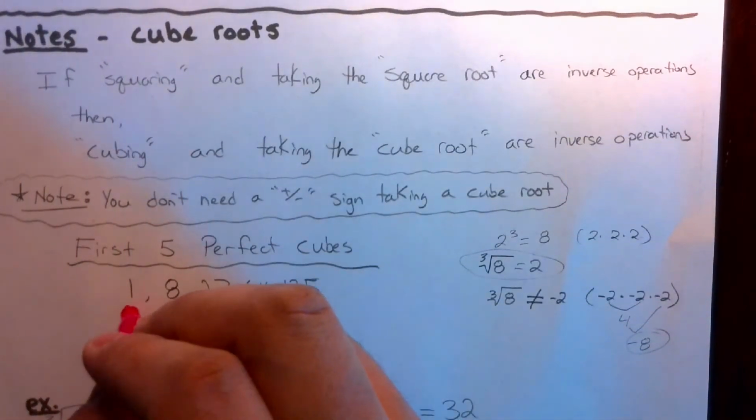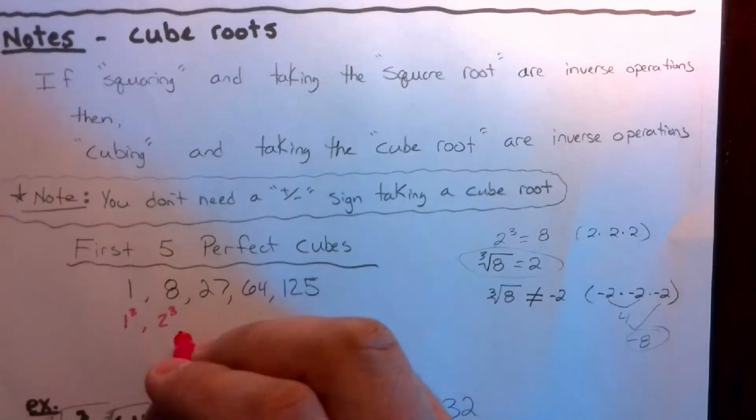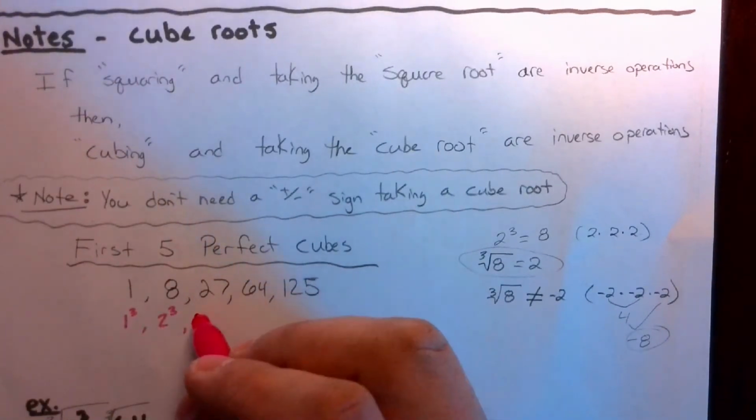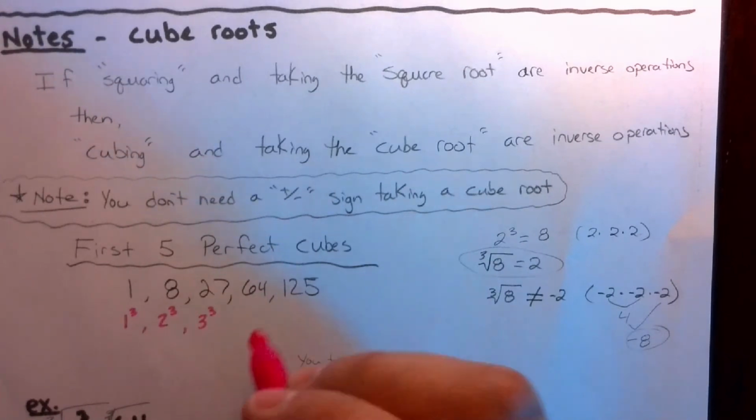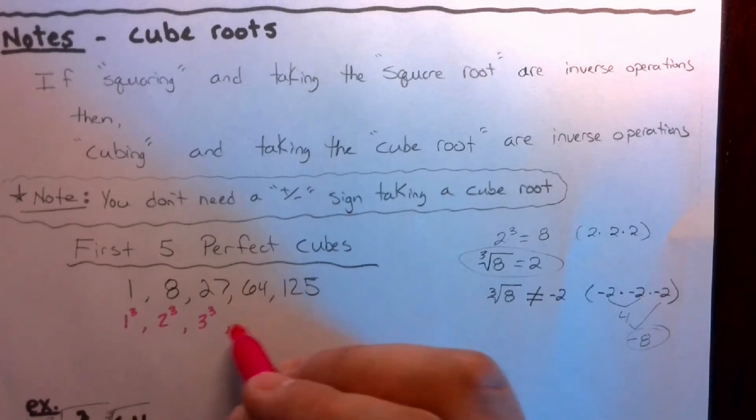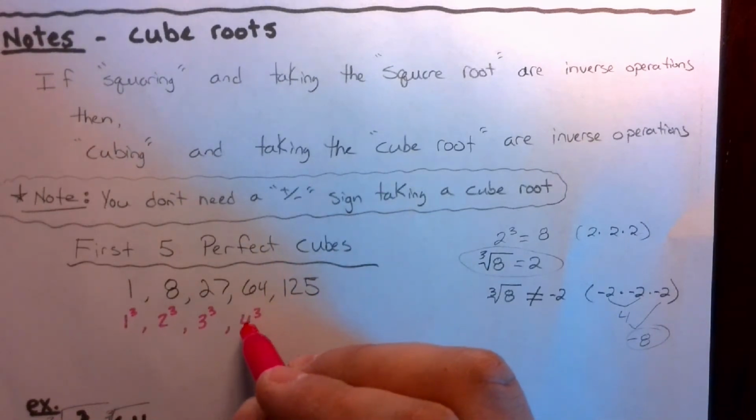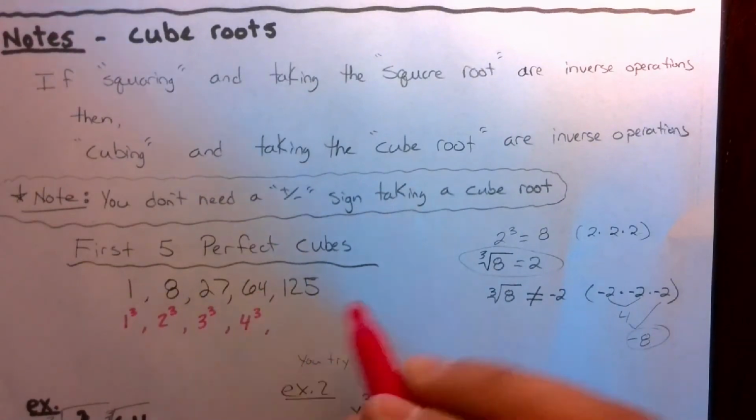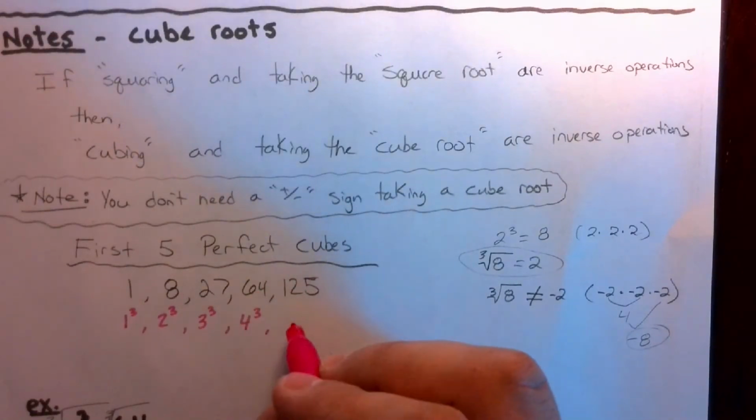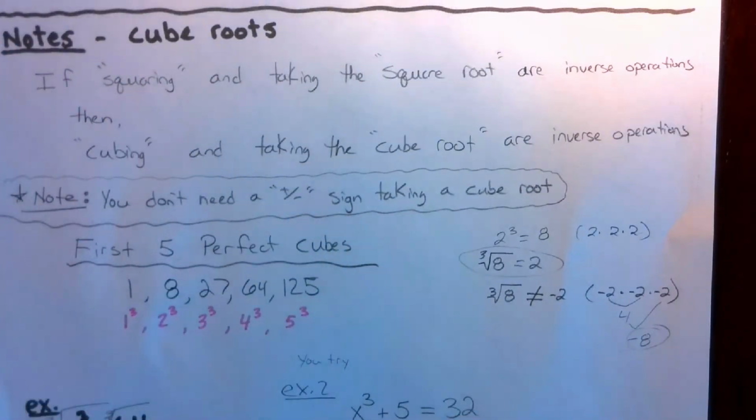Why are these the first perfect cubes? Well, 1 times itself 3 times is 1. 2 times itself 3 times is 8, or 2 cubed. 3 cubed, or 3 times itself 3 times is 27, right? 3 times 3 is 9, and then 9 times 3 is 27. 4 cubed is 64. 4 times 4 is 16. 16 times 4 is 64. And then 5 cubed is 125. So I'll keep the numbers pretty small as far as cube roots.